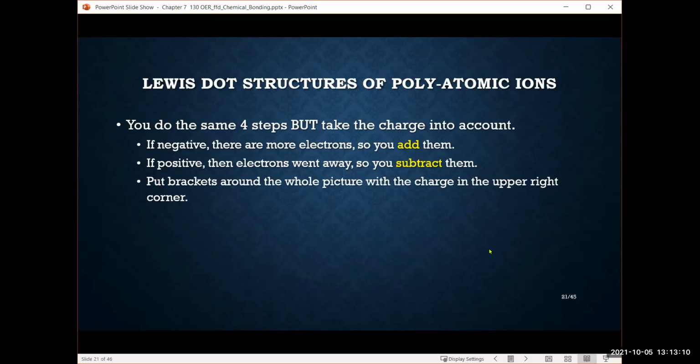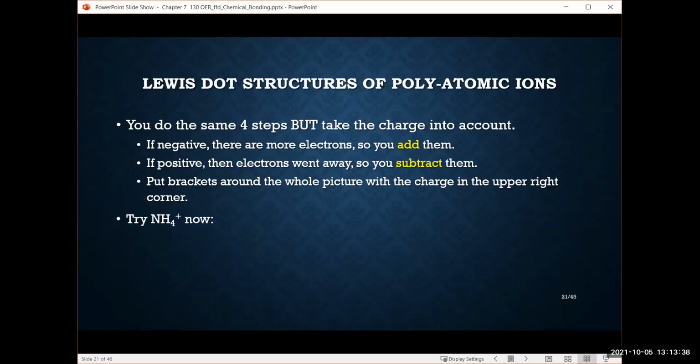Then at the end, we come up with a structure like we normally would. We can even give it the general formula AB_XE_Y and give it its geometry and a bond angle. And then after we're done, we just write the structure and we put a bracket around it. And then in the upper right-hand corner, we add the charge, whatever the charge may be, be it negative or positive.